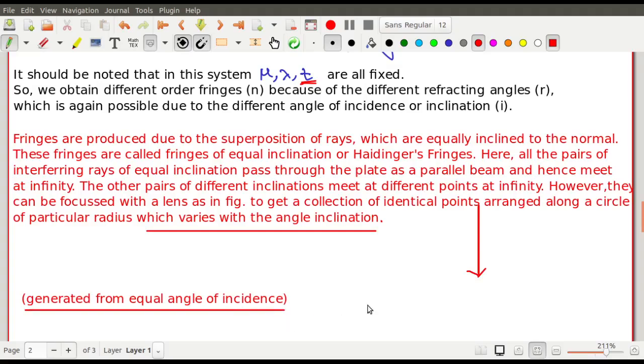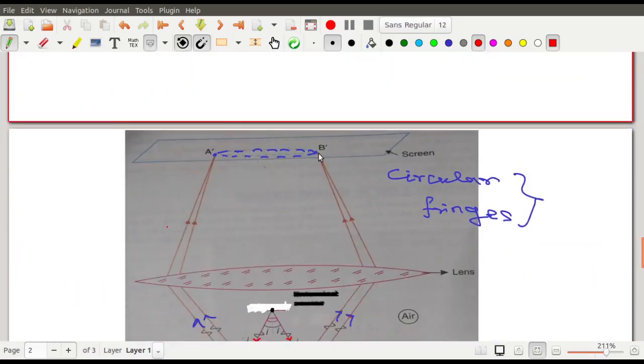this fringe system is called, write it here, yes, fringes of equal inclination. Because a particular fringe, this is the confusing point among the students and also the instructors, that many people think that only if the inclination changes will I get another fringe.